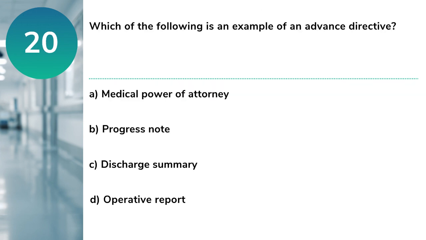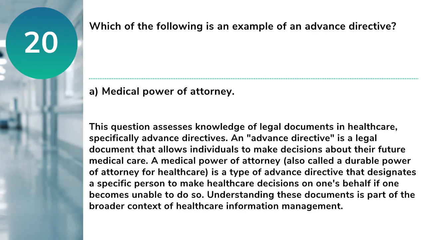Question 20. Which of the following is an example of an advance directive? A. Medical power of attorney. B. Progress note. C. Discharge summary. D. Operative report. Answer: A. Medical power of attorney.